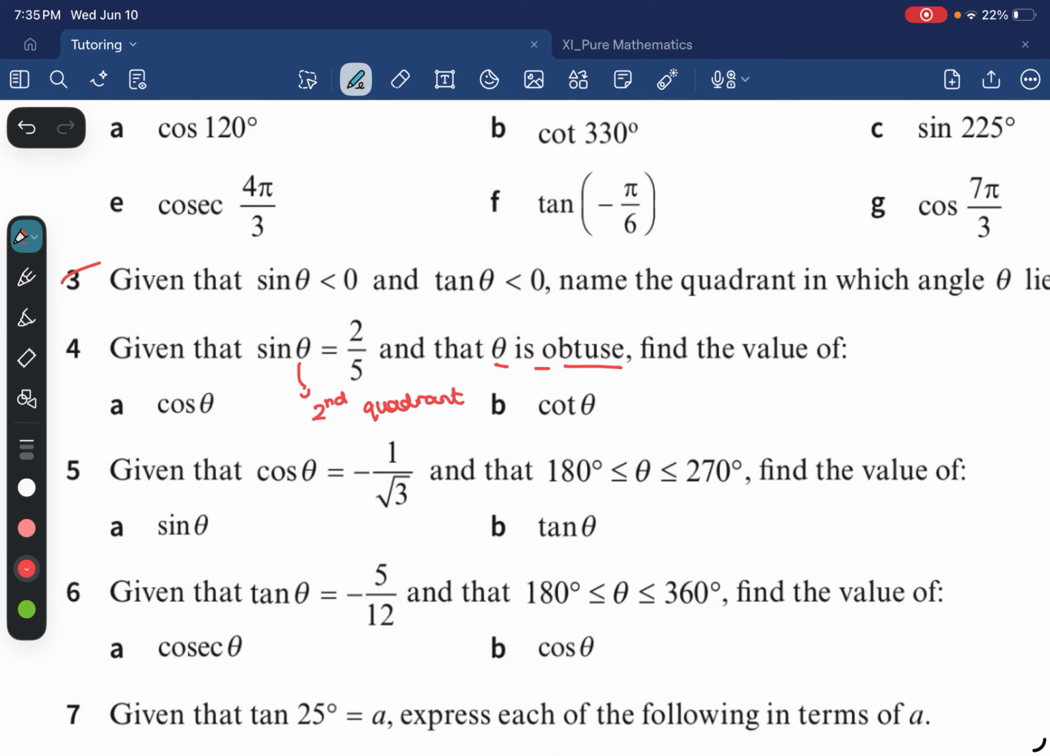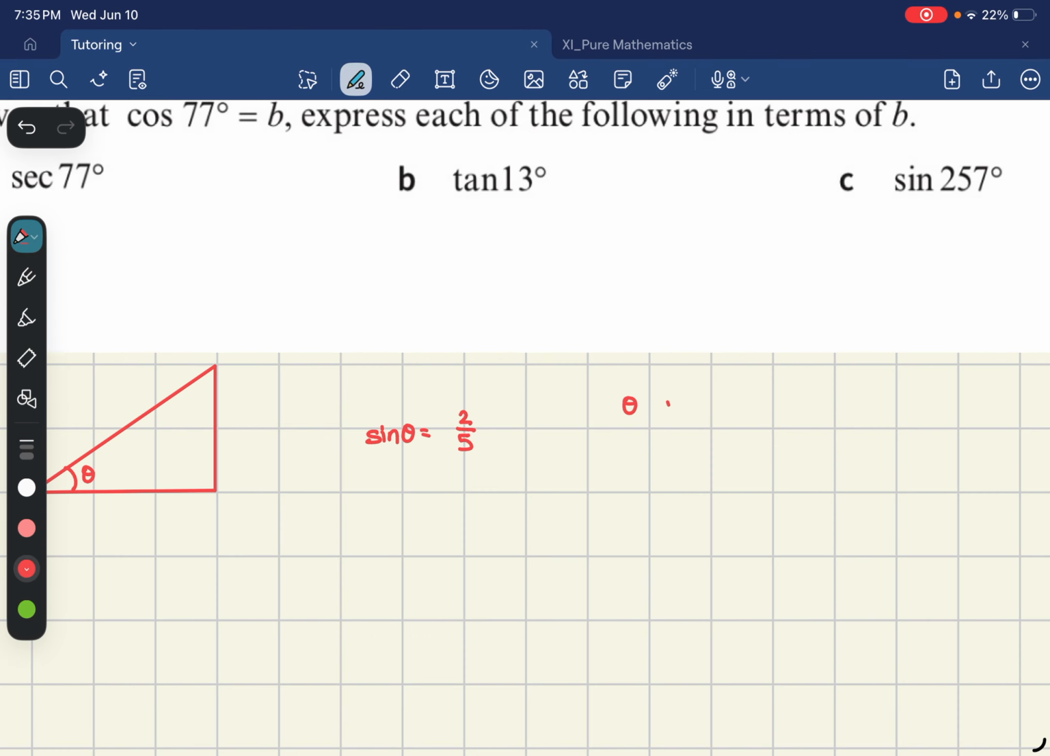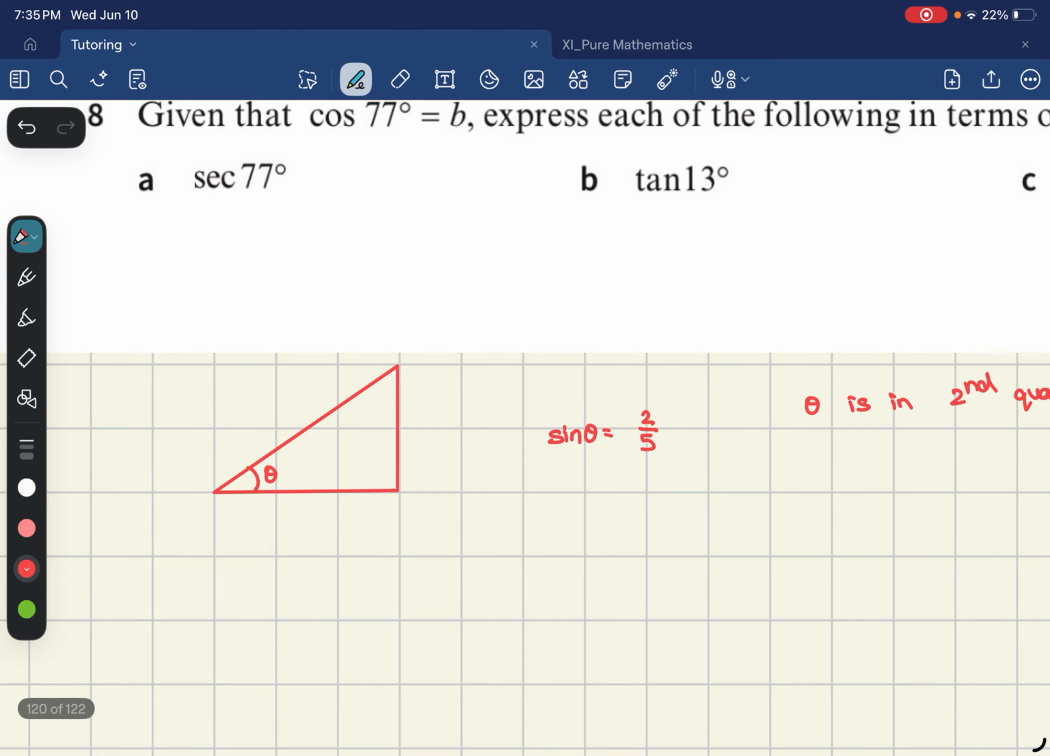That is important to know. Sine is positive, and theta is obtuse. That means it's not less than 90. It's not in the first quadrant, so it's in the second quadrant because sine is positive. So that's what you need to know. Theta is in the second quadrant. So this is going to be a very helpful piece of information.